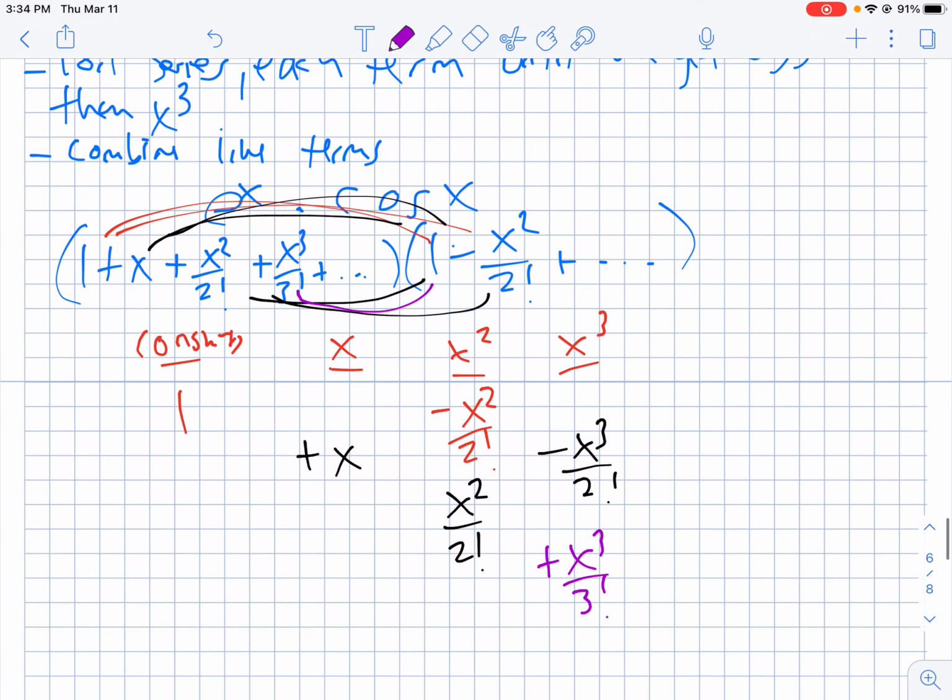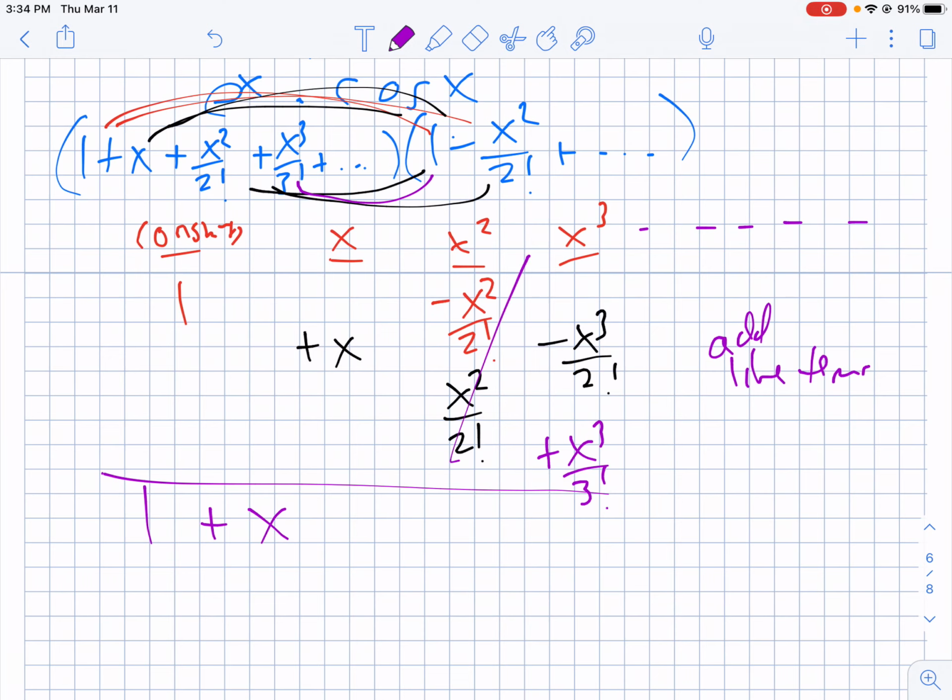All right, so those are all the terms I got, and now I'm just going to combine together my like terms. If you just want to write them out in a line and then combine them, that's fine too. So I have a 1, I have an x, but I need to make sure they're one individual term. So then these x squared terms cancel there. And then for my x cubed terms, my coefficient there is a negative 1 over 2 factorial plus a 1 over 3 factorial.